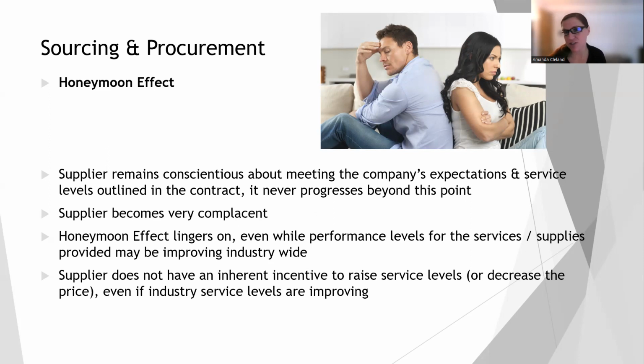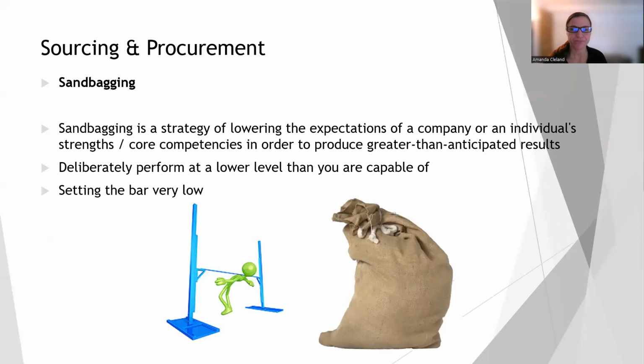So the supplier just doesn't have any incentive to raise service levels or to decrease the price, even if industry levels are improving. So this is the honeymoon effect. And we've got sandbagging. I know I've got a lot of athletes out there; you've probably heard of the term sandbagging. Sandbagging is a strategy of lowering the expectations of a company or an individual's strengths or core competencies in order to produce greater than anticipated results. So it's all about setting the level of expectation.